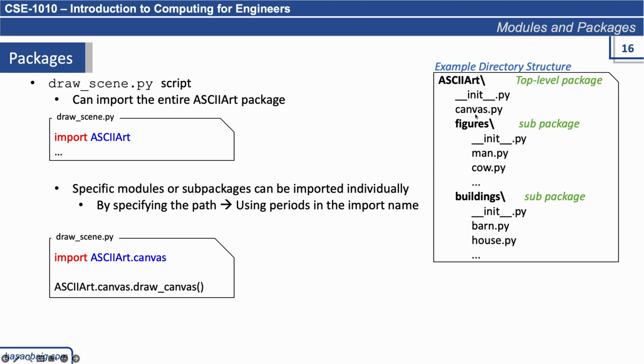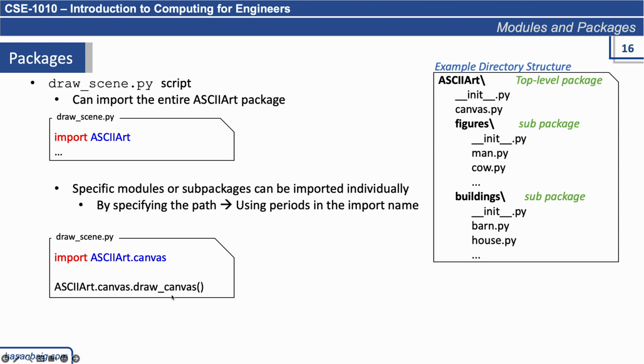In order to import canvas, I can simply write skart.canvas, and it will import the entire canvas.py module. Once the file is imported, you again have to specify what function you want to use. Let's suppose we have a function named draw_canvas defined inside this canvas.py file.